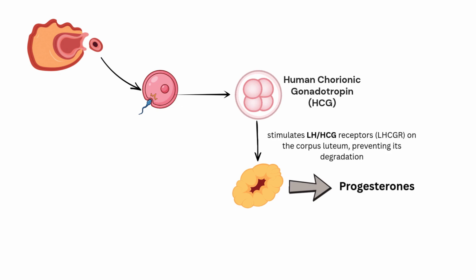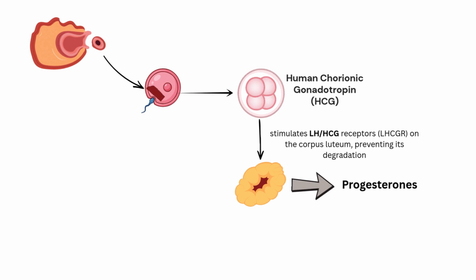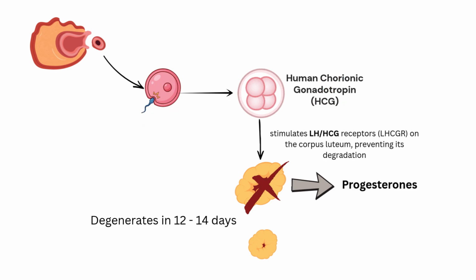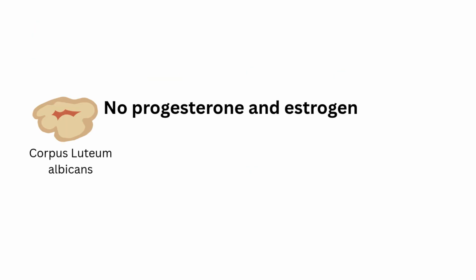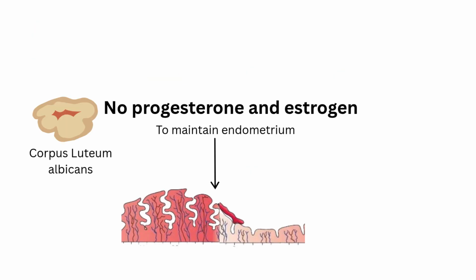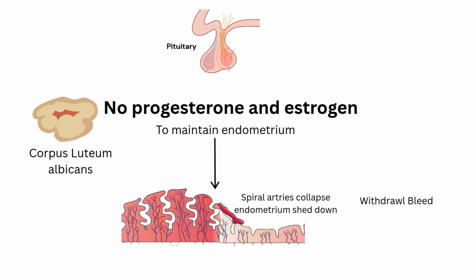corpus luteum. But if there's no fertilization, there's no HCG. Without it, the corpus luteum has a lifespan of just about 14 days before it degenerates into a non-functional scar, the corpus albicans. Once that happens, the hormone factory shuts down. Progesterone and estrogen levels completely crash. Without those hormones maintaining the lining, the spiral arteries collapse, the endometrium sheds, and we experience a withdrawal bleed. Crucially, that massive drop in hormones removes the negative feedback on the brain, allowing GnRH, FSH, and LH to naturally rise again, resetting the entire 28-day clock.